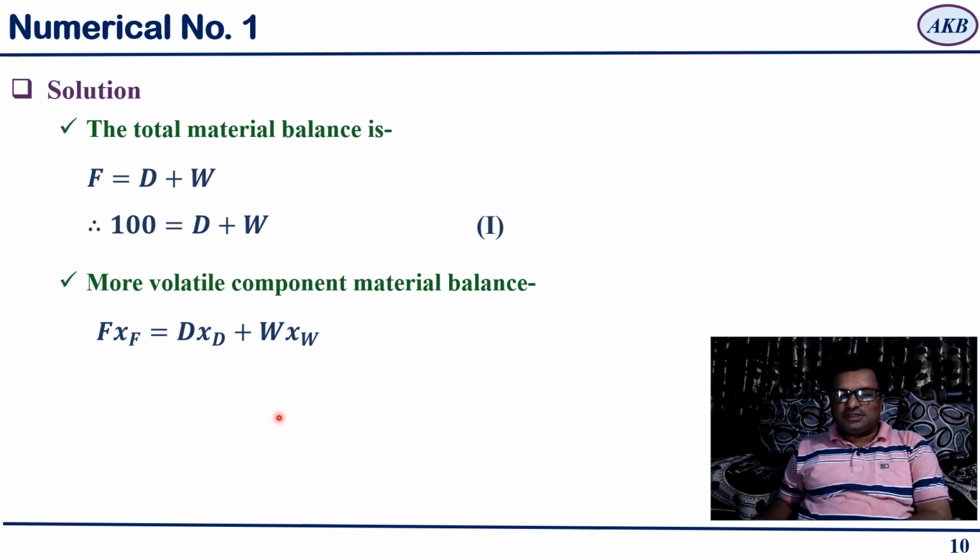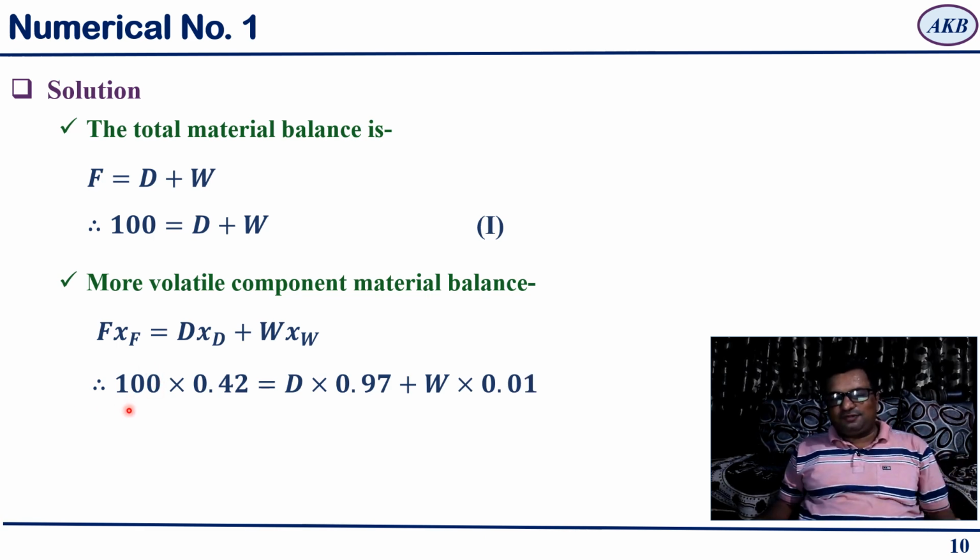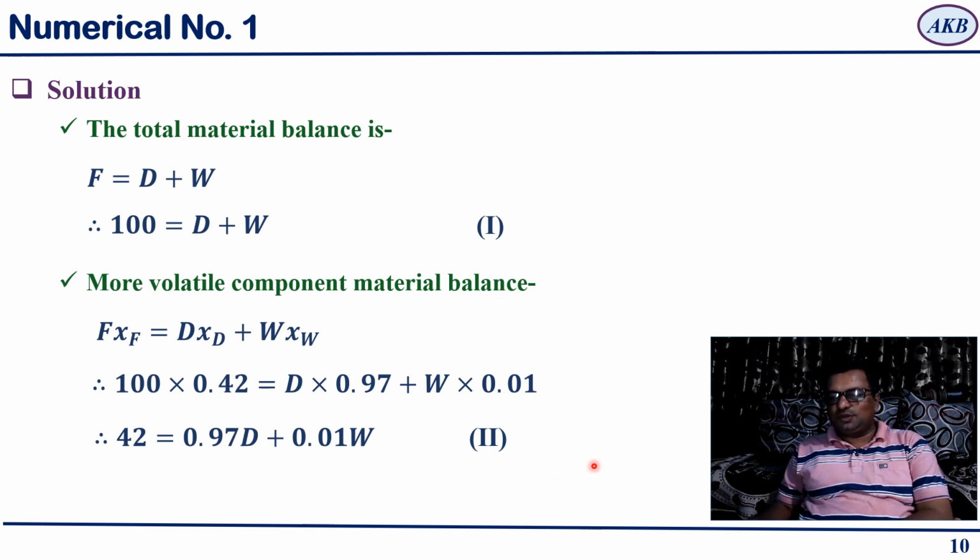Now, whichever quantities are known to us, let us use those quantities in this equation. So F we have assumed to be 100. So on the left hand side, you will be having 100 into 0.42, because XF is 0.42. That is equal to D is not known to us, but XD is known. So it will be D into 0.97 plus W is not known to us. So it will be W into 0.01, because XW is known to us. Okay, so if you simplify it, 100 into 0.42 is 42. So it will be 42 is equal to 0.97D plus 0.01W. Let us call this equation 2.